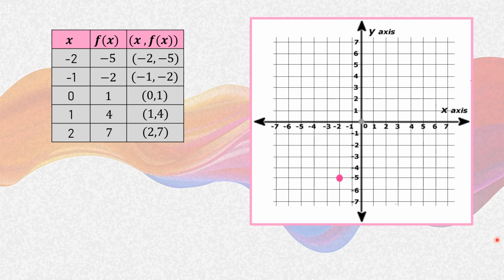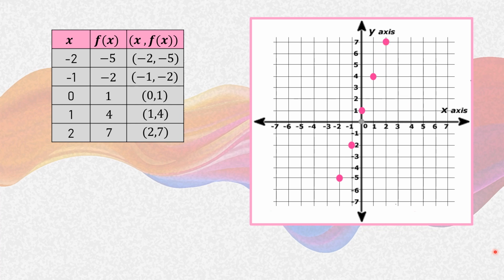Next is negative 1, negative 2. Negative 1 of x and negative 2 of y. So, this is the point. 0, 1. So, dito tayo maglalagay sa mismong y-axis since 0 ang variable x. Next is 1, 4. 1 of x and 4 of y. And the last is 2, 7. 2 of x and 7 of y.